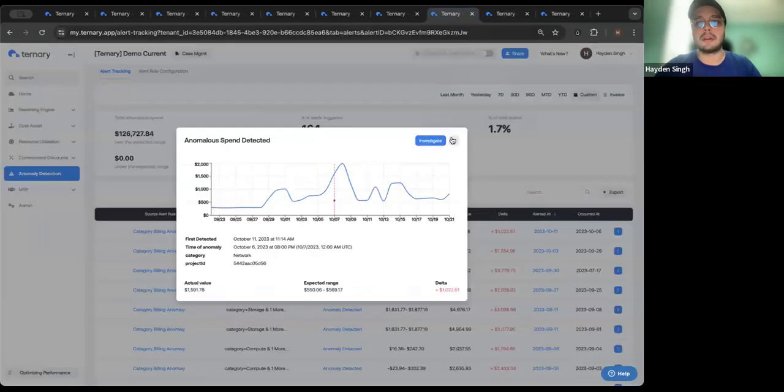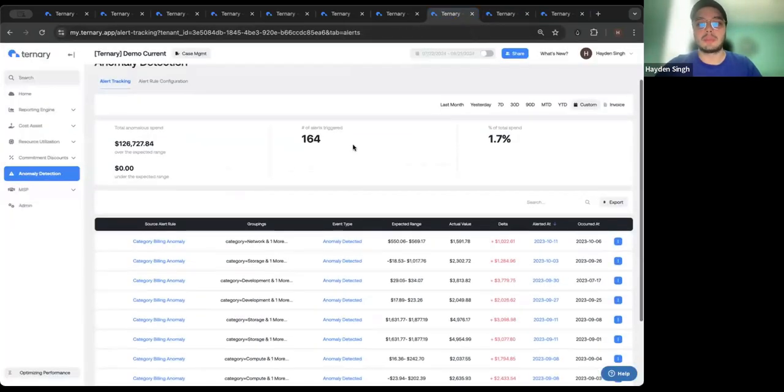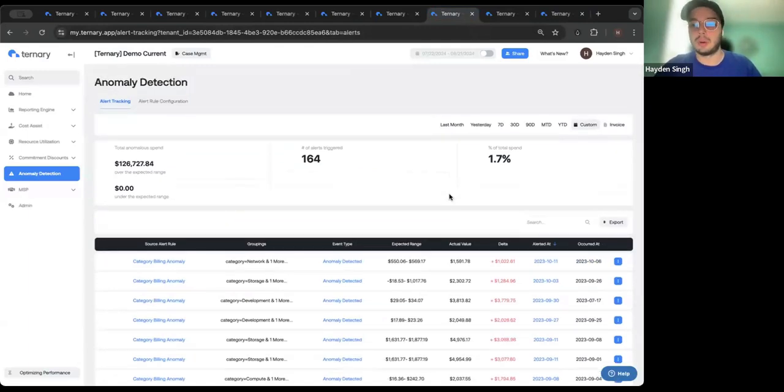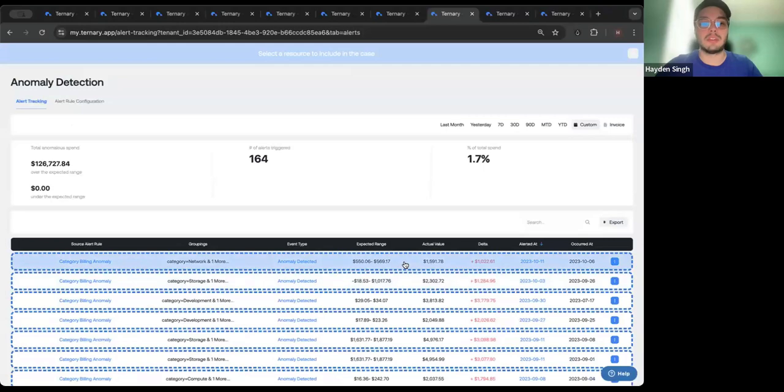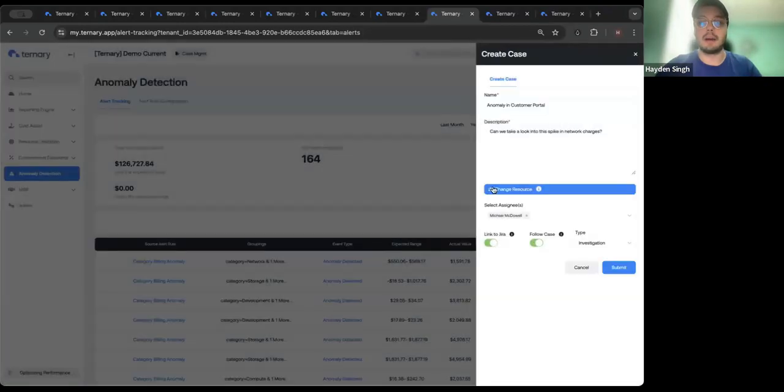Now, last thing I'll call out here is that on this specific page, and across the platform, we have the ability to create a case management workflow. So this is where we can create that workflow for engineers, and we can hold those individuals accountable and be able to follow along throughout the life cycle of this anomaly. So I can click this case management button up top. I can select this specific anomaly and say, hey, this is a situation where there's an anomaly in the customer portal.